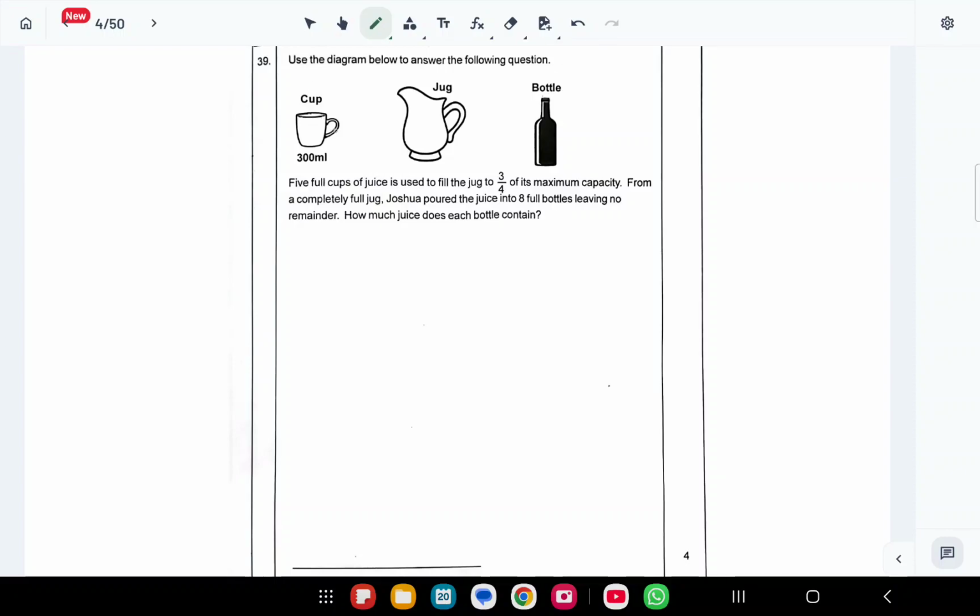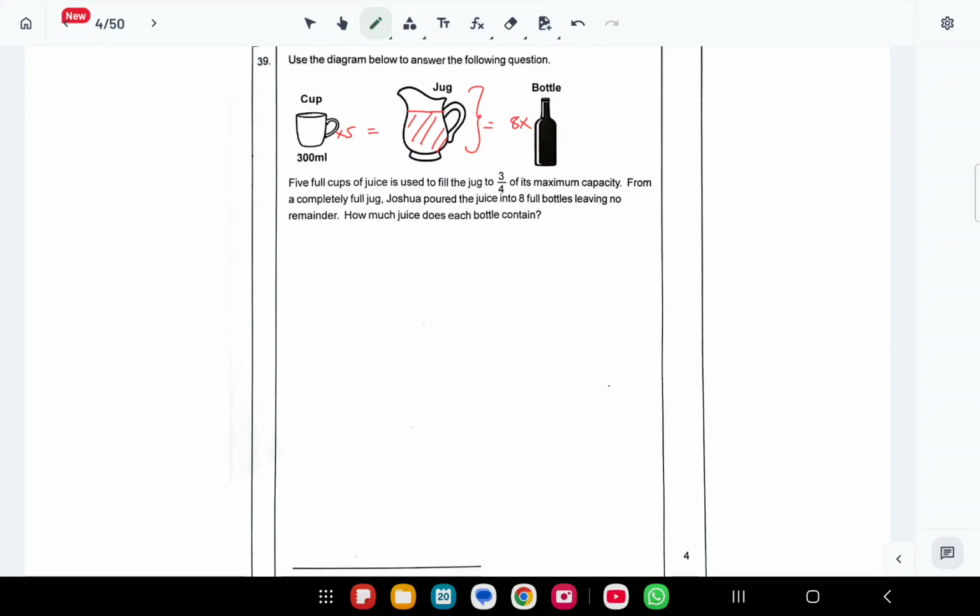So 5 of this is equal to probably around here, 3/4. Alright, that's what it's saying. From a completely full jug, Joshua poured the juice into 8 full bottles, leaving no remainder. So therefore what we know is this, one of this is equal to 8 of these. How much juice does each bottle contain? So good.